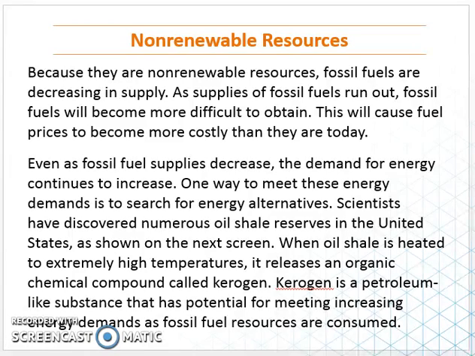Scientists have discovered numerous oil shale reserves in the United States, as shown on the next screen. When oil shale is heated to extremely high temperatures, it releases an organic chemical compound called kerogen. Kerogen is a petroleum-like substance that has potential for meeting increasing energy demands as fossil fuel resources are consumed. But remember, ladies and gentlemen, this is still a fossil fuel. It is still non-renewable in our lifetime.